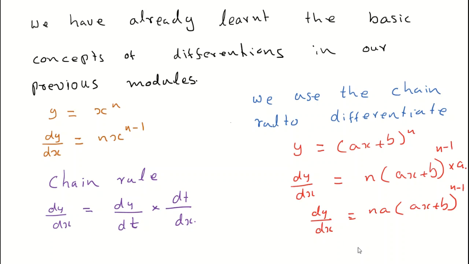And we used this chain rule to differentiate a situation like this: y equals (ax plus b) to the power n, and then the result is n (ax plus b) to the power n minus 1 into a. This is simplified, mathematically written as n a (ax plus b) to the power n minus 1.